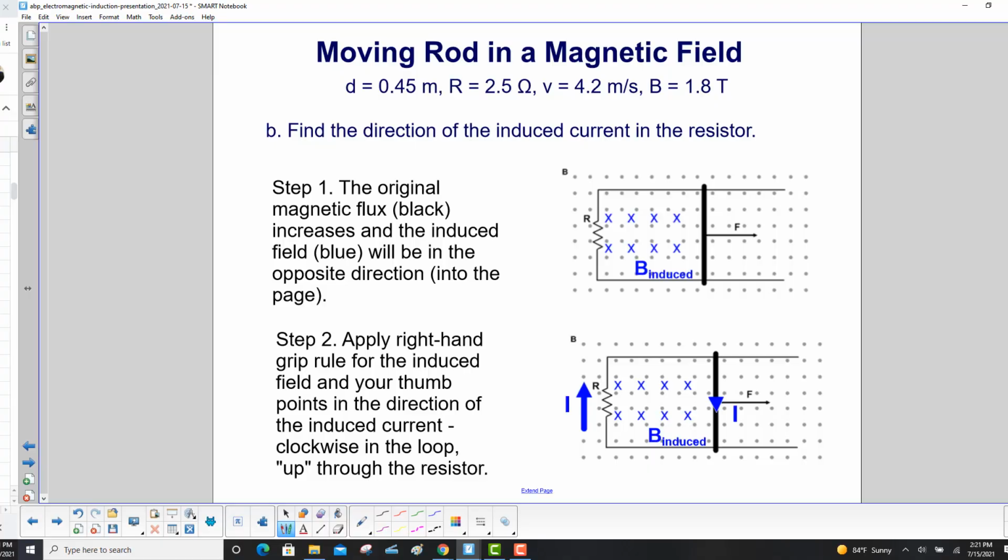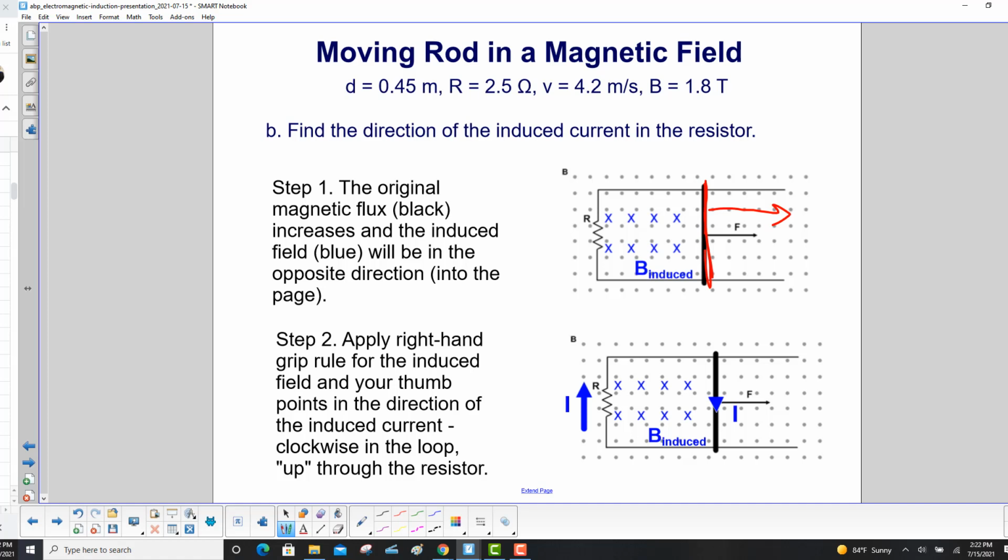The original magnetic flux, black, increases. Now, why is it increasing? Well, the rod is covering a bigger area, so it has more flux. The area goes up. Therefore, the induced field will be in the opposite direction, so that will be into the page.